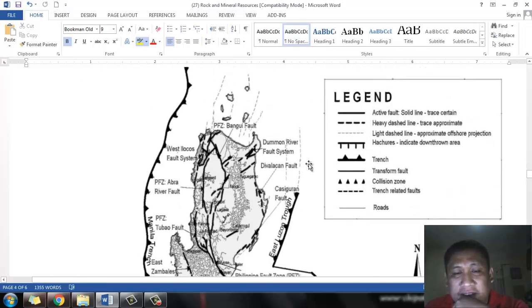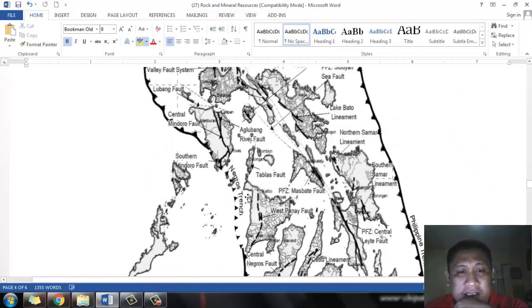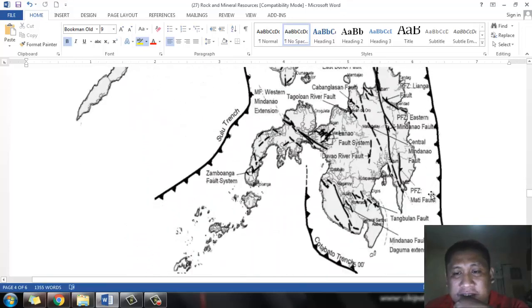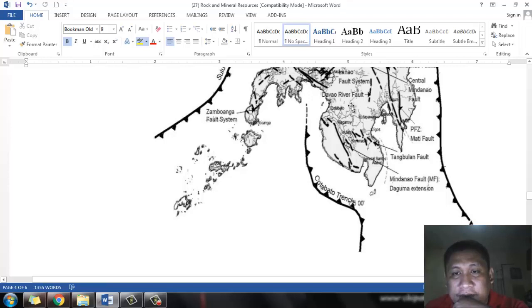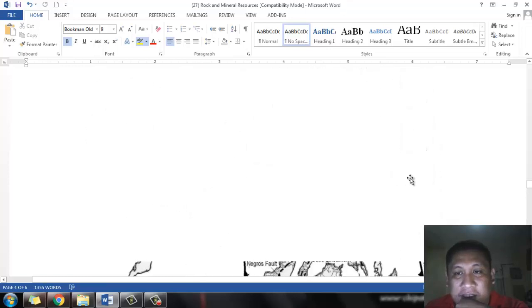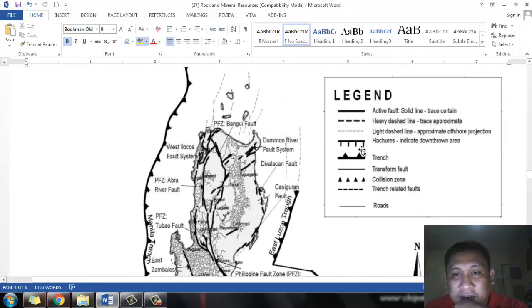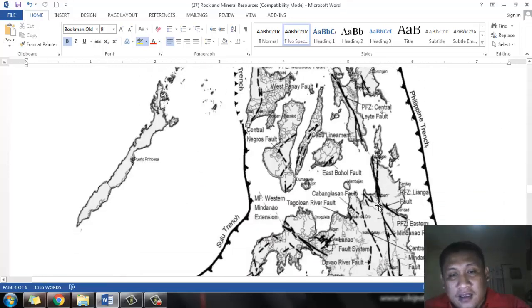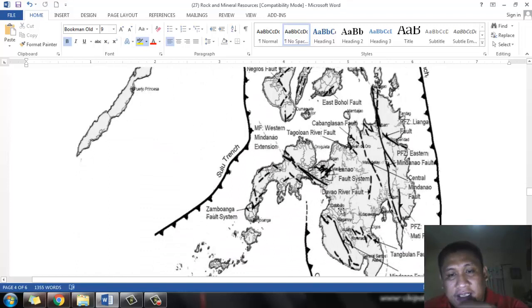Now, label the legend. You can look into the map, and you can see over here different trenches. Here in the Davao area, we have the Davao River Fault. Here we have the Marianas Trench, the deepest trench in the world. And in the Zamboanga del Sur area, we have the broken lines. The broken line represents trench-related faults. So, because of these faults in our locality, we can observe lots of mineral deposits.